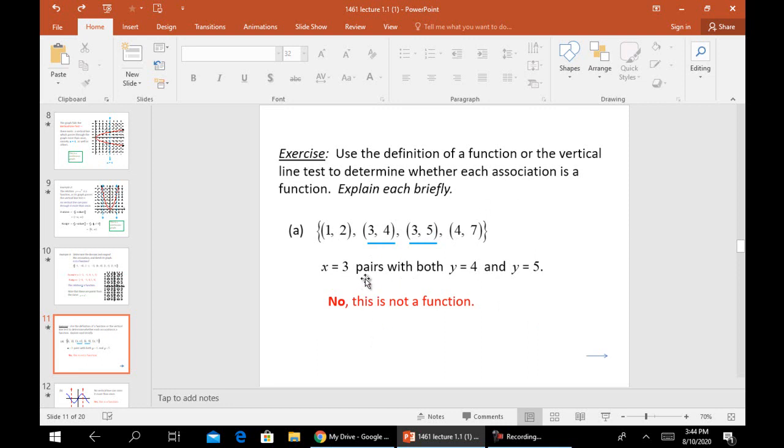Again, we have to check that each domain element leads to exactly one range element. So again, each domain element must lead to exactly one range element, but it's okay for one range element to be associated with 2 or 3 distinct domain elements.